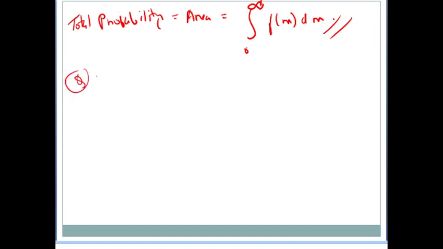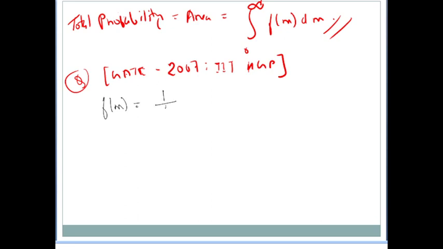Now let's discuss a question based on the exponential distribution. The question was asked in GATE 2007 by IIT KGP. The question states that the exponential distribution function is given as f of x is equal to 1 by 5 e to the power minus x by 5, where x is greater than or equal to 0.